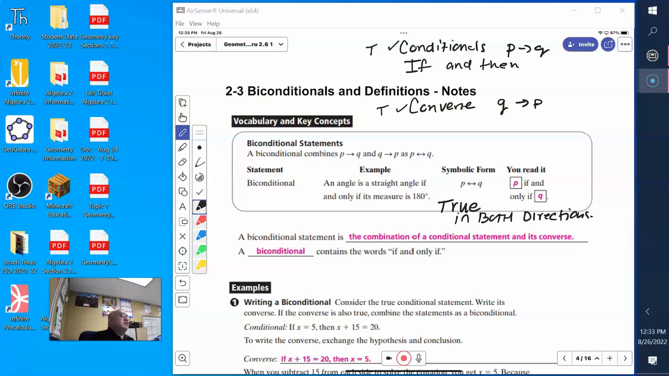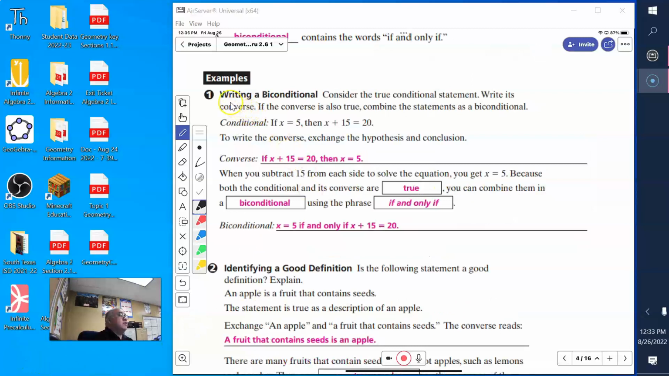So let me write the following statement. A biconditional statement is a combination of a conditional statement and its converse. And that's what I was telling you first. A biconditional contains the words if and only if. So if I write the following biconditional, it says consider the true conditional statement. So I'm already telling you that it's a true conditional statement.